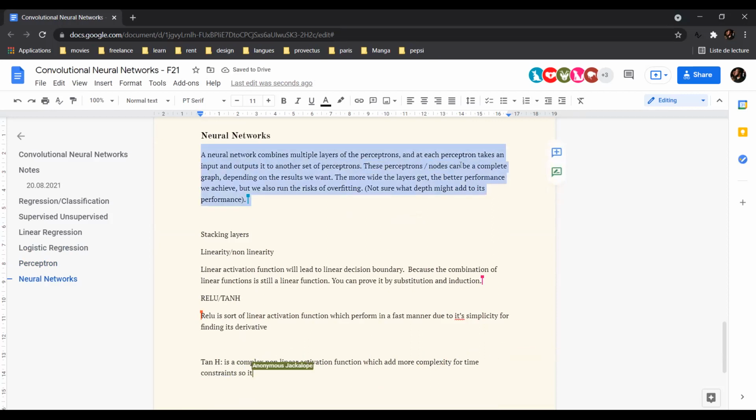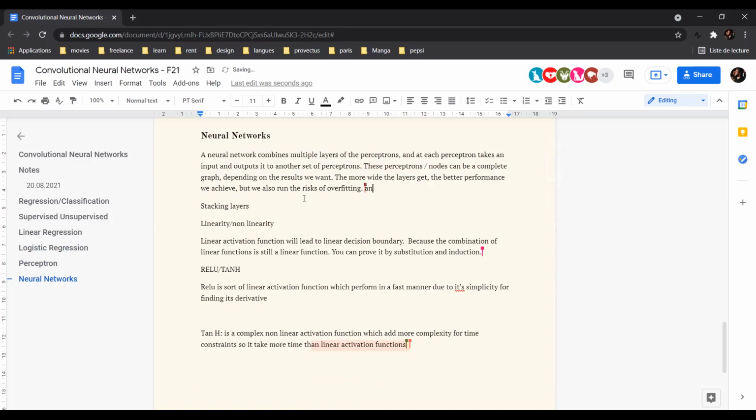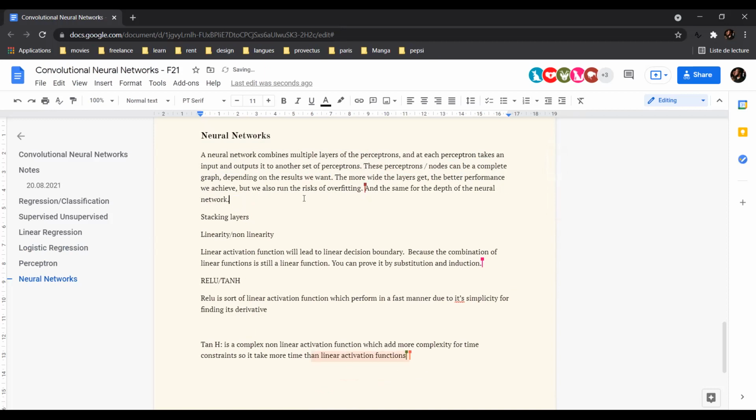Nice. These perceptrons or nodes can be a complete graph depending on the rules we want. The wider the layer gets, the better performance we achieve. Nice, but we also risk overfitting. Same thing for the depth of the neural network. Very well.